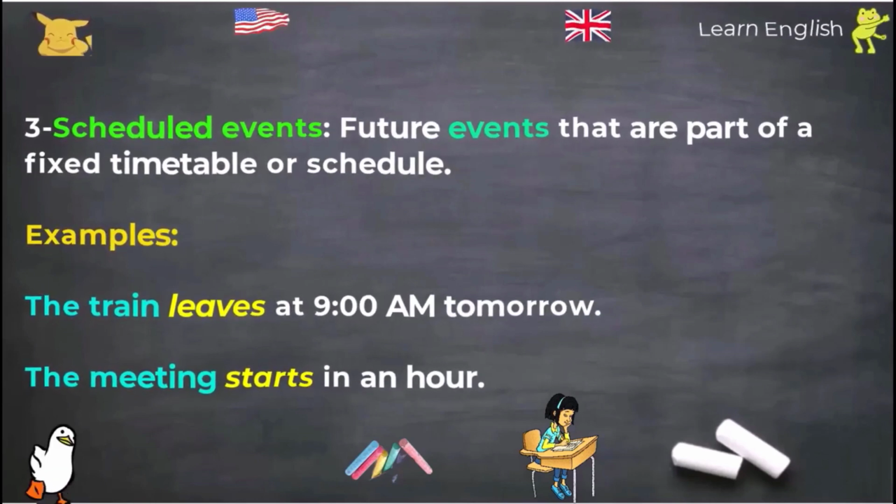Scheduled events. Future events that are part of a fixed timetable or schedule. Examples. The train leaves at 9 a.m. tomorrow. The meeting starts in an hour.